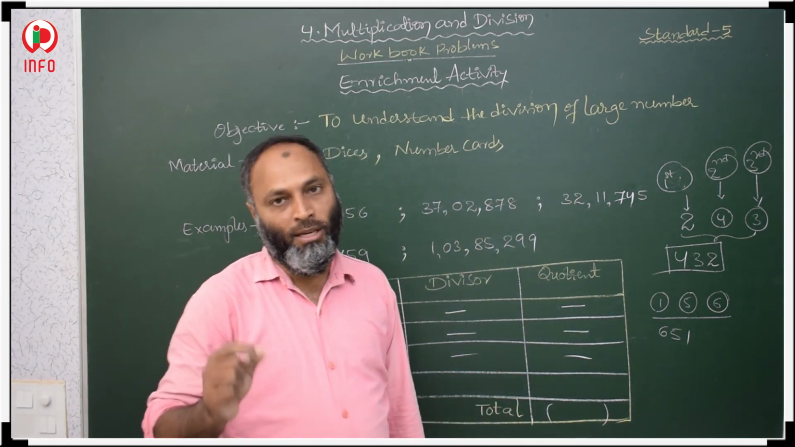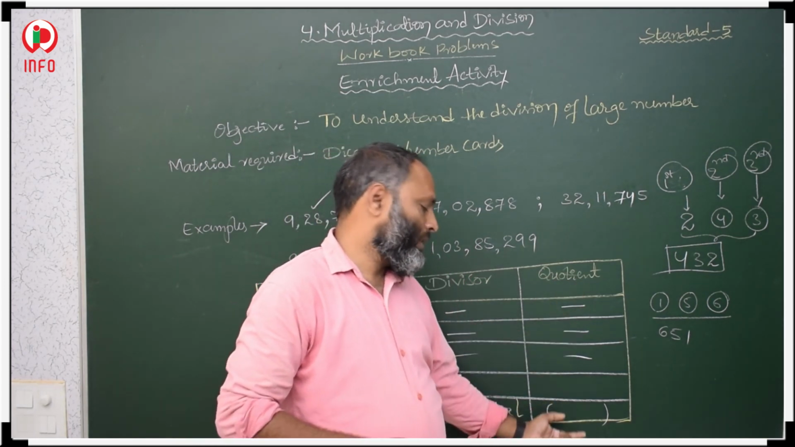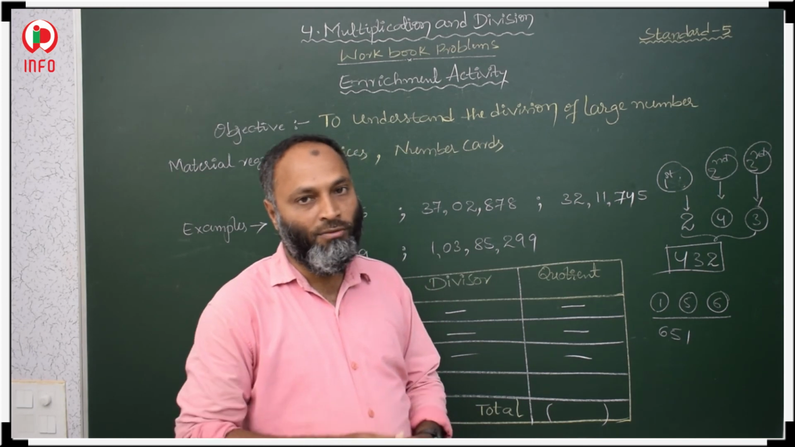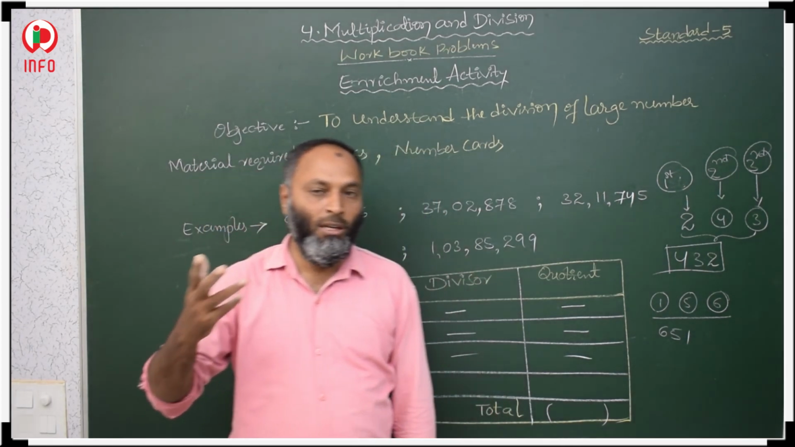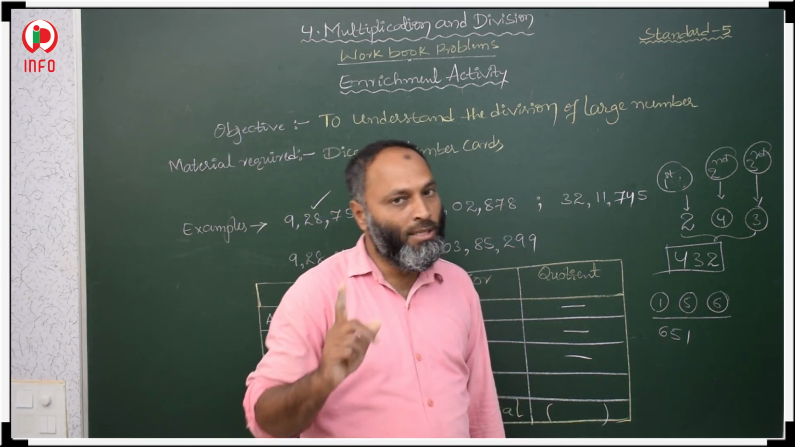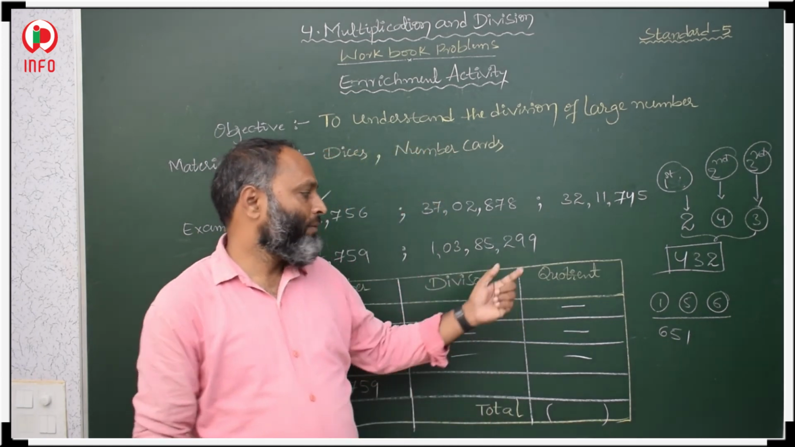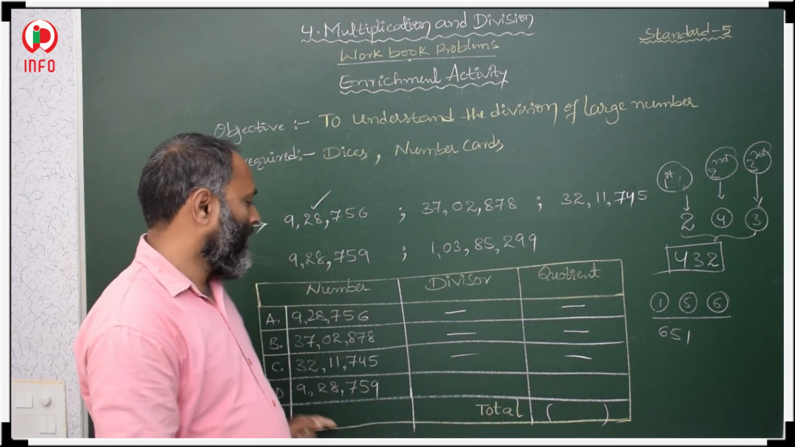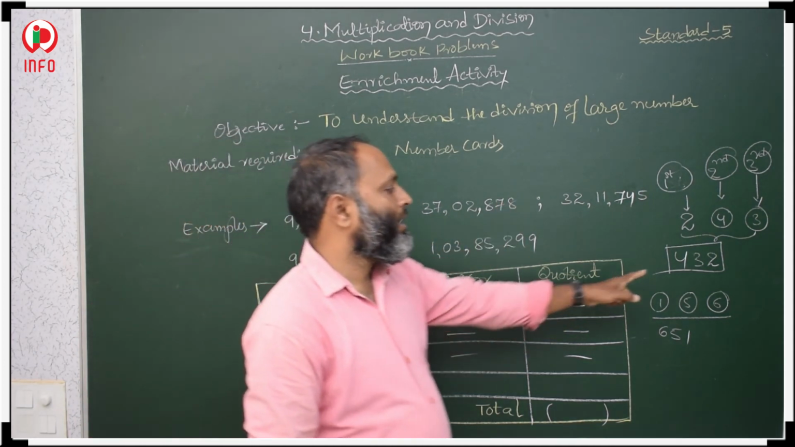Which group got the highest total of quotients? Among the 5 groups, the group that gets the highest total wins the game. So this is the method. The 5 groups should take the same 5 numbers, with no change. Only the divisor value will change.